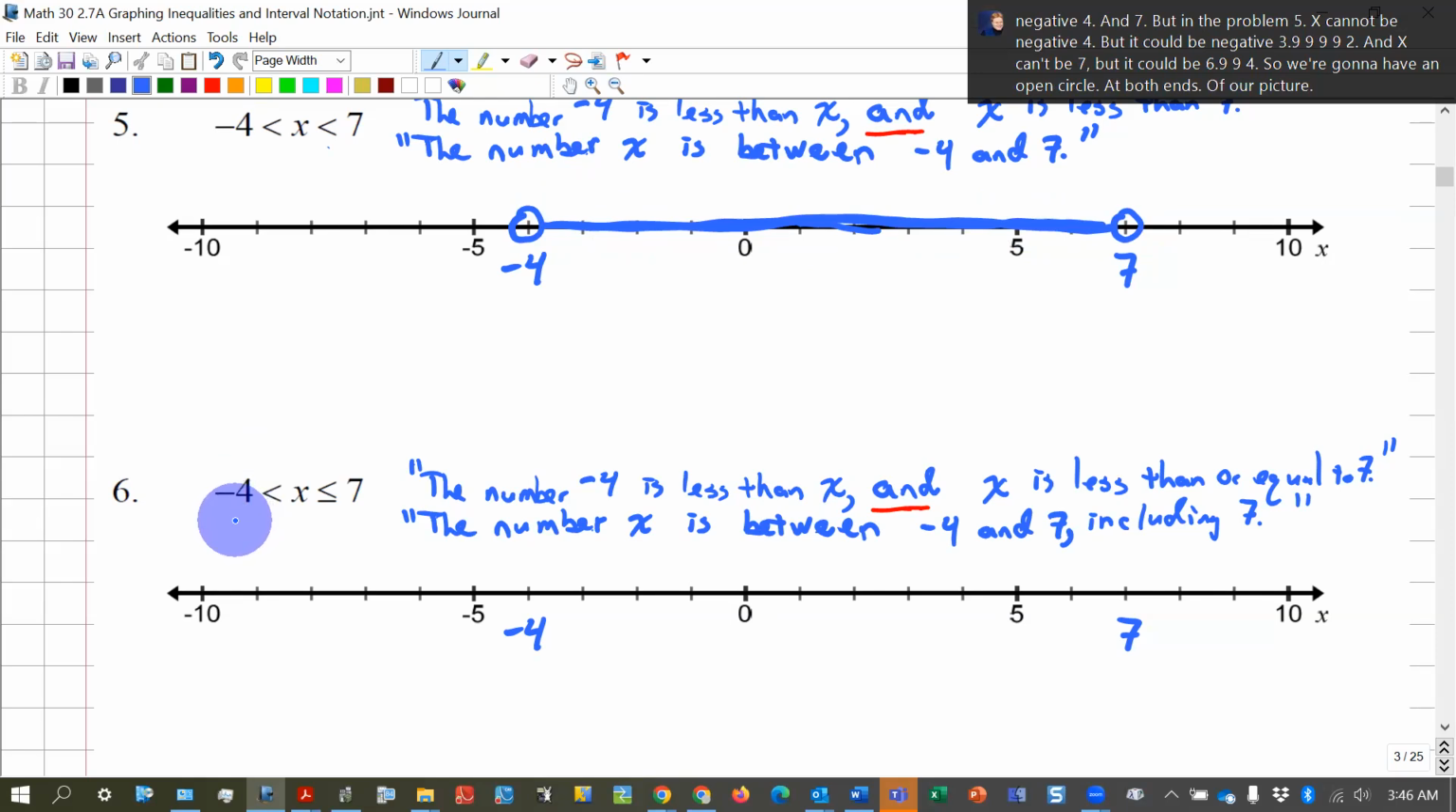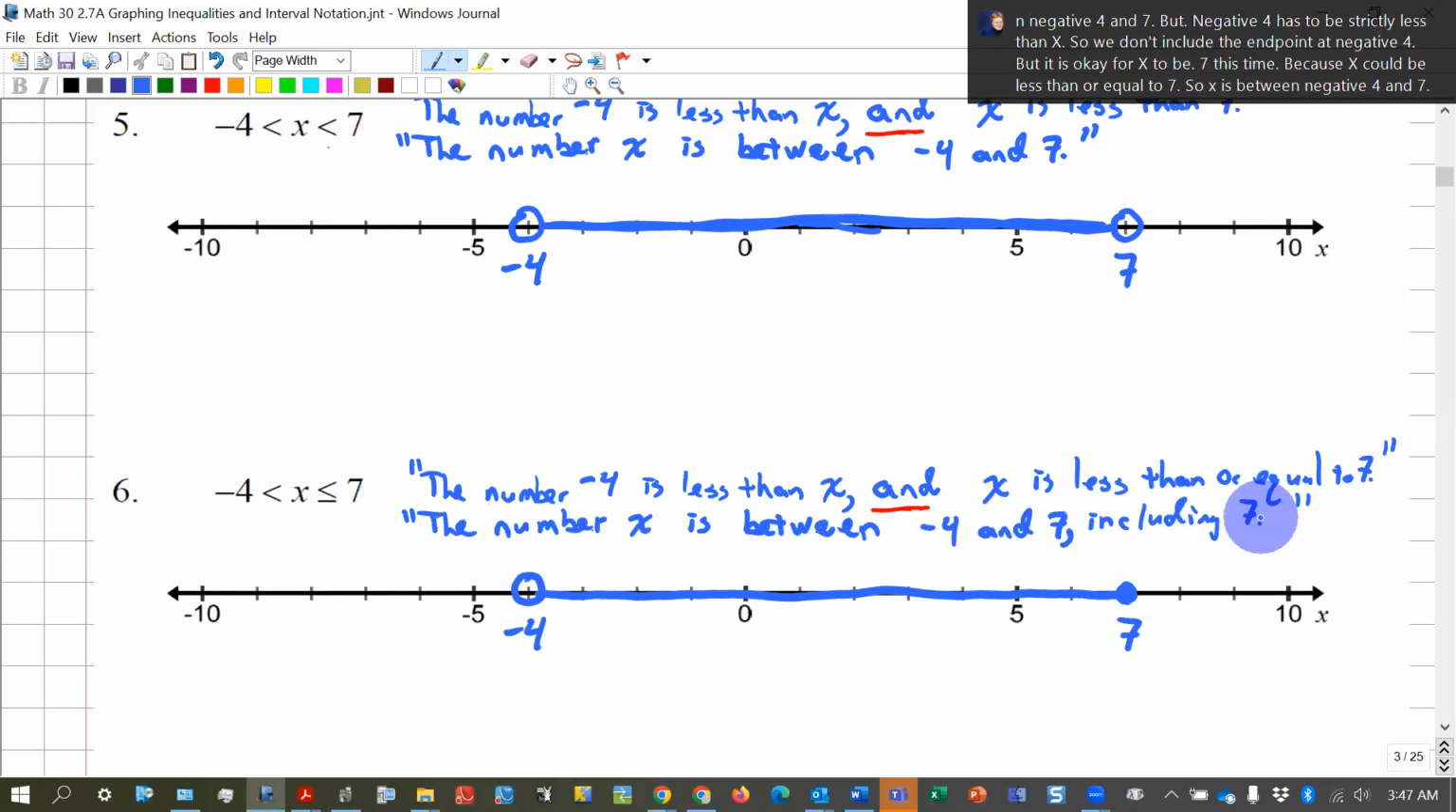In problem 6, x can be any number between -4 and 7, but -4 has to be strictly less than x, so we don't include the endpoint at -4, but it is okay for x to be 7 this time, because x could be less than or equal to 7. So x is between -4 and 7, including 7.